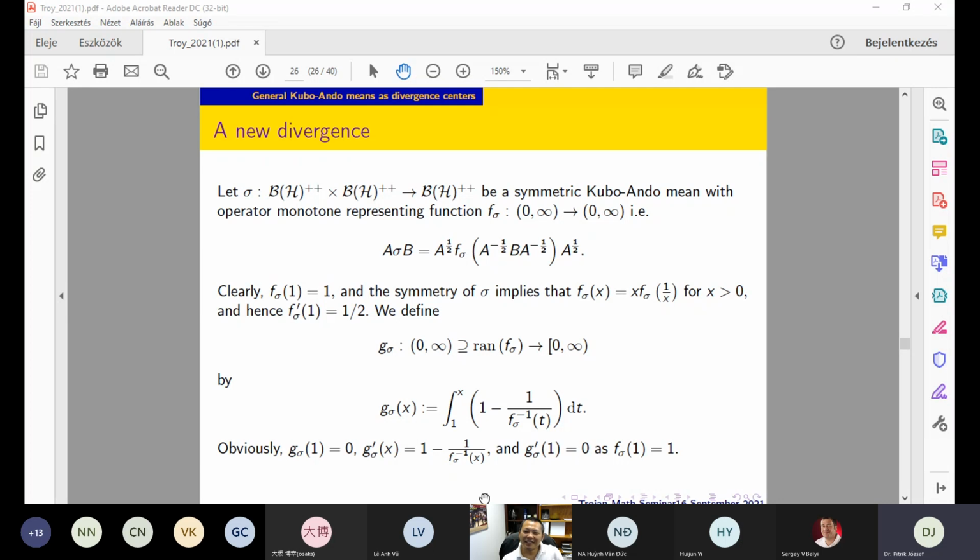So here the Kubo-Ando theory helps us because this characterization is so good that we can construct this thing, but for non-Kubo-Ando means it should be difficult, I think. Yes, I think so. Not every mean, yeah.